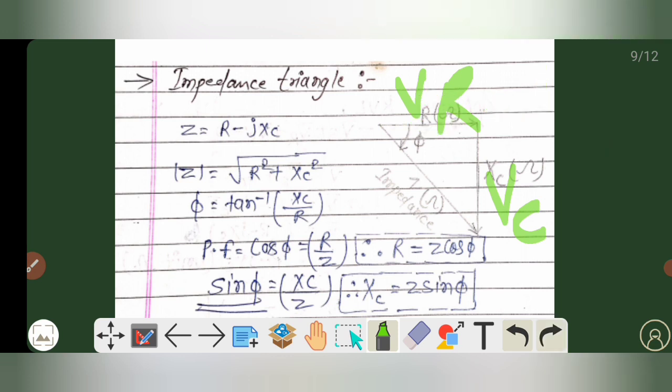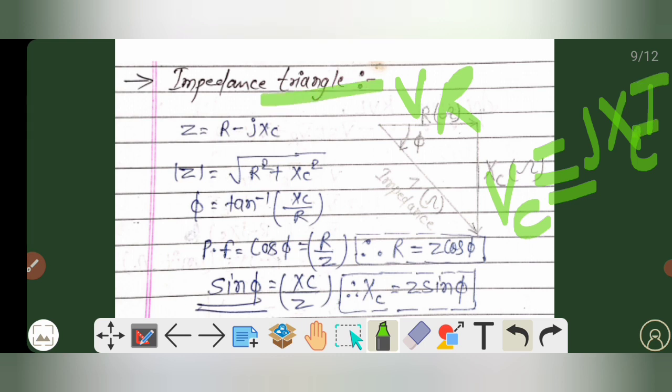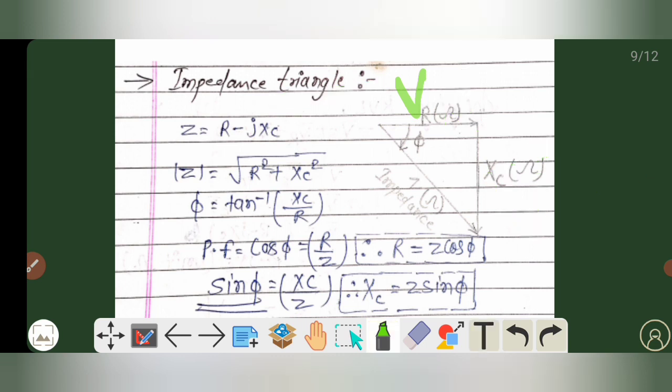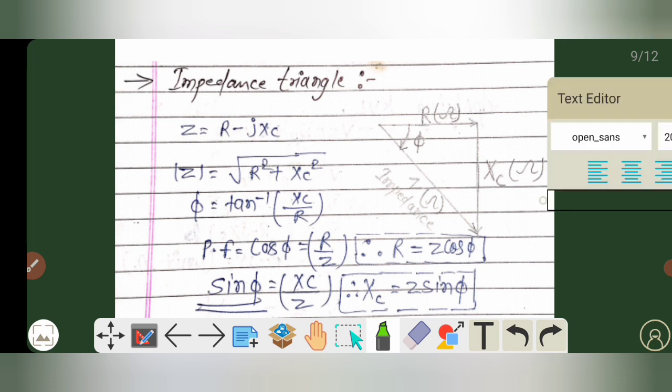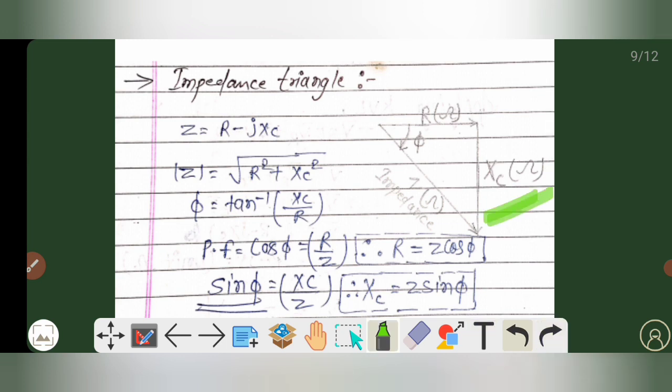And in case of the voltage across the capacitor, that will come out to be minus j into XC into I. Now in the impedance triangle, we will consider XC from here. So here we have noted it as XC, as you can see here.